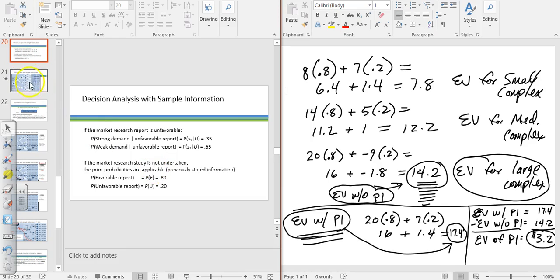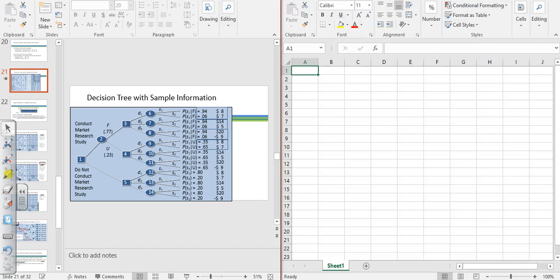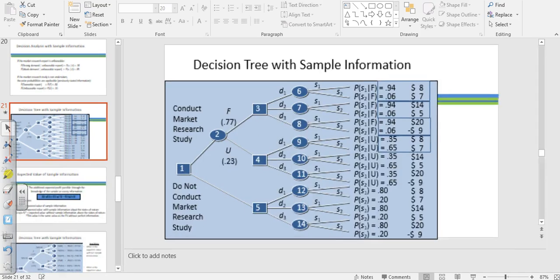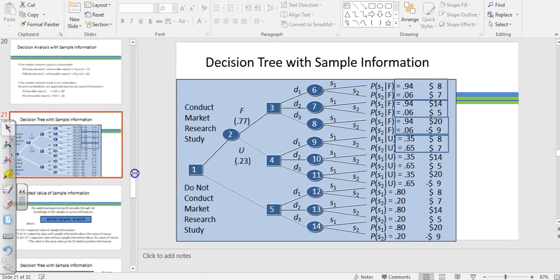So let's keep going, see what we have here. Decision tree with sample information. So it looks daunting, I'm sure, and actually I don't think we need any of this anymore. So let's just get rid of that. Okay. So there we go. Maybe we can get a better look at it this way.